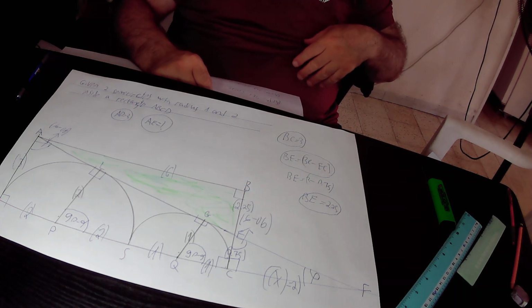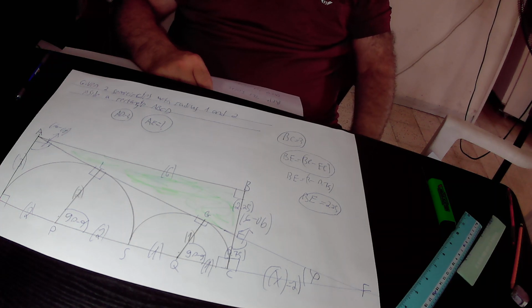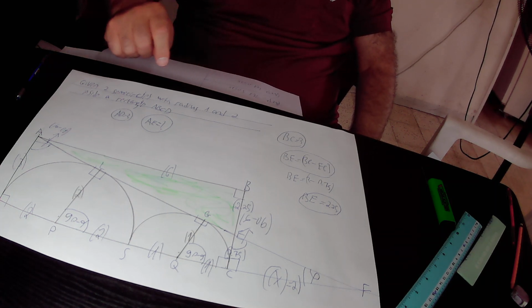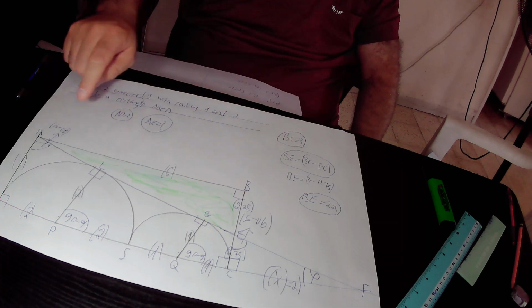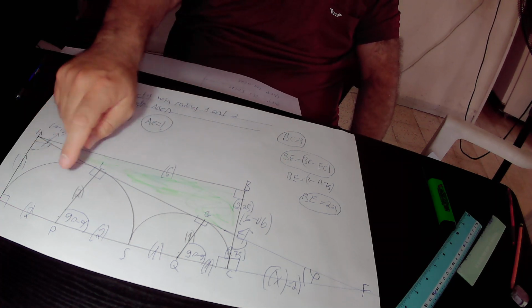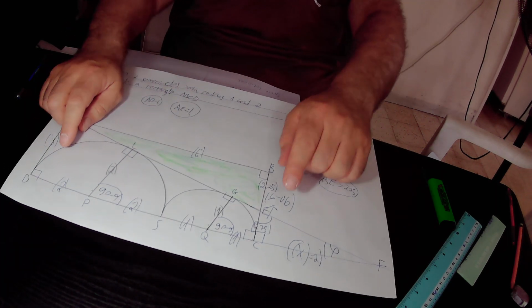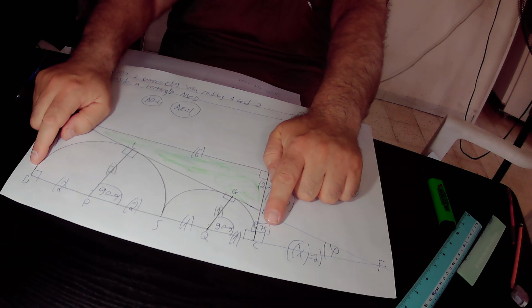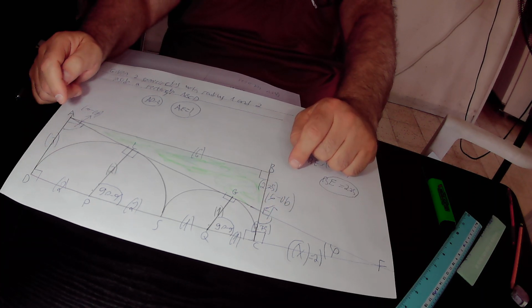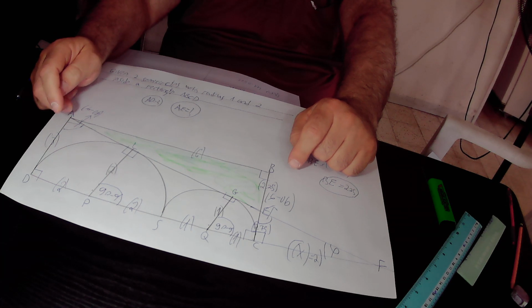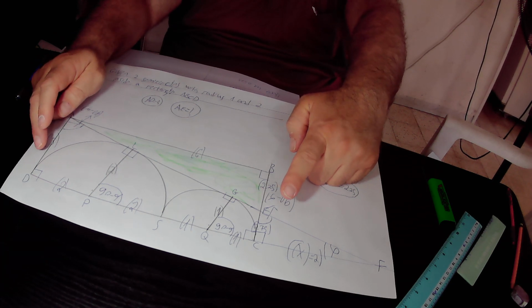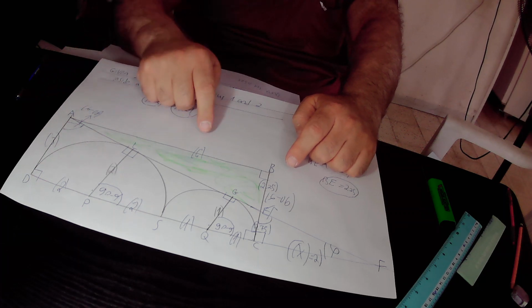Here we use again the rule that the opposite sides of a rectangle are equal to each other. So in rectangle ABCD, side AB must be equal to the opposite side DC. But DC in total equals 2 plus 2, that is 4, plus 1 plus 1, that is 2, and 4 plus 2 is 6. So in total DC equals 6. And the opposite side AB must be equal to DC, and DC is 6, therefore AB must also equal 6.